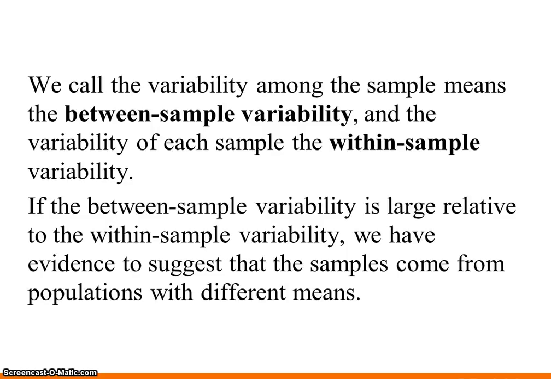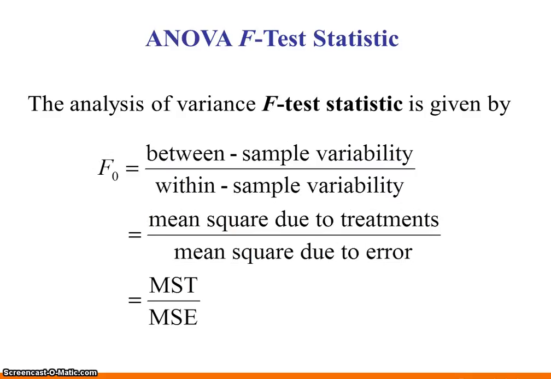We call the variability among the sample means the between sample variability, and the variability of each sample the within sample variability. If the between sample variability is large relative to the within sample variability, we have evidence to suggest that the samples come from populations with different means. And the calculations here can get to be a little cumbersome. So a lot of times, like on the exam, I might just give you guys the output from Minitab or something like that.